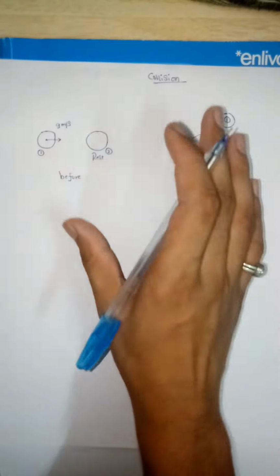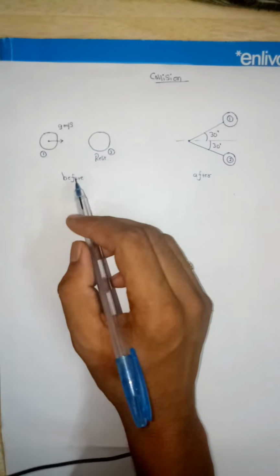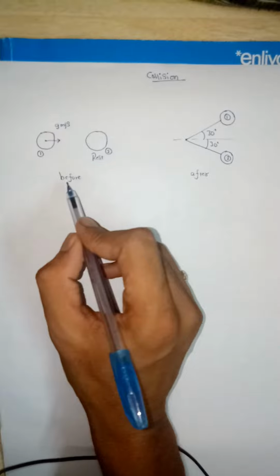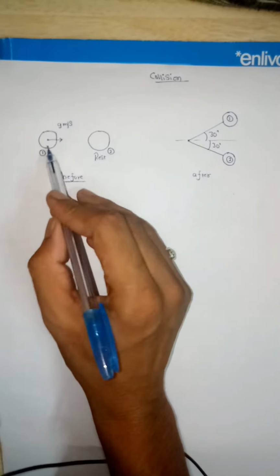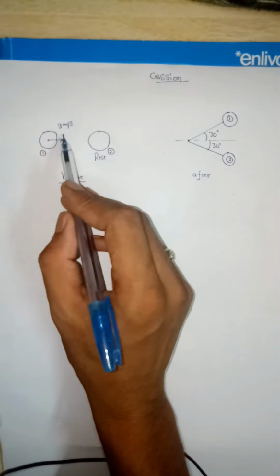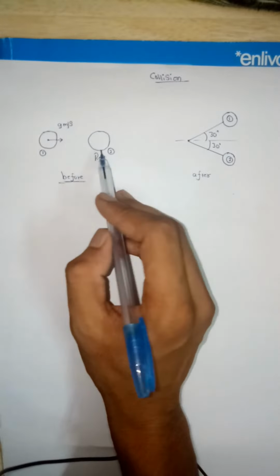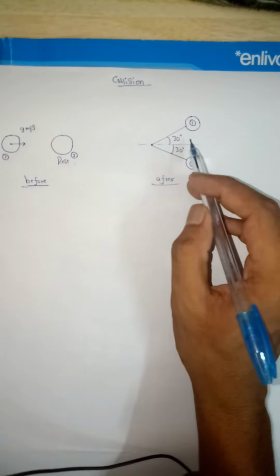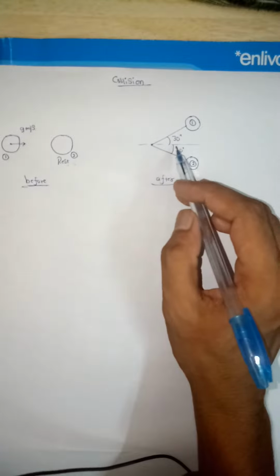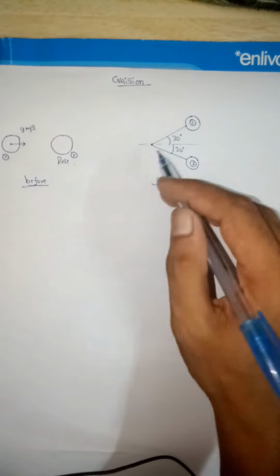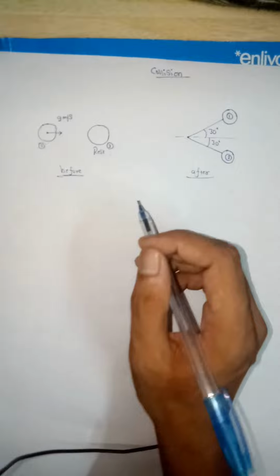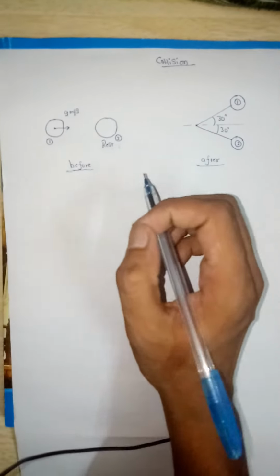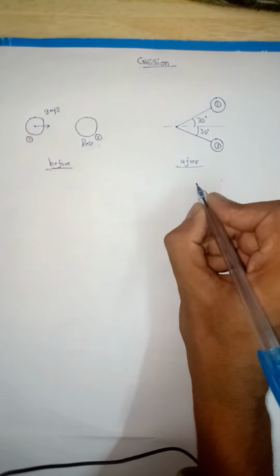Okay, so the question is given in the description, you can refer to it. I make here one proper picture of the question. Now let's see, before the collision, one ball is traveling at a speed of 9 meter per second and collides with the second ball which is at rest. Okay, and after the collision, both of the balls make an angle 30 degree with the horizontal, and they are deflected in an inclined direction.